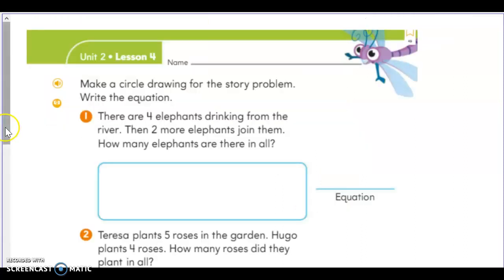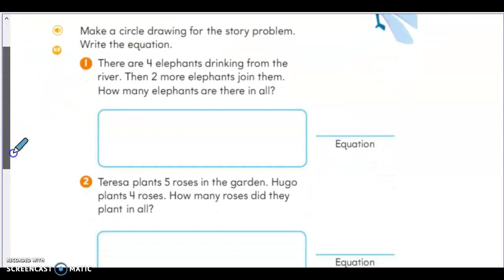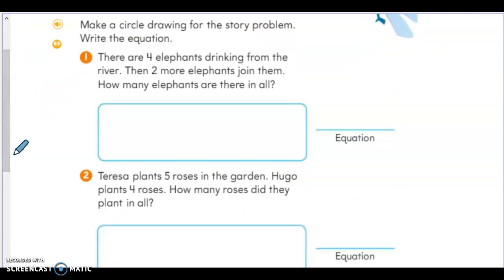All right, let's go to our workbook page. We have to make circle drawings for the story problems and write the equations, just like we've been practicing, so this should be pretty easy for us. There are 4 elephants drinking from the river, then 2 more elephants join them. How many elephants are there in all? So let's first draw our 4 elephants. Remember, we're going to use circle drawings.